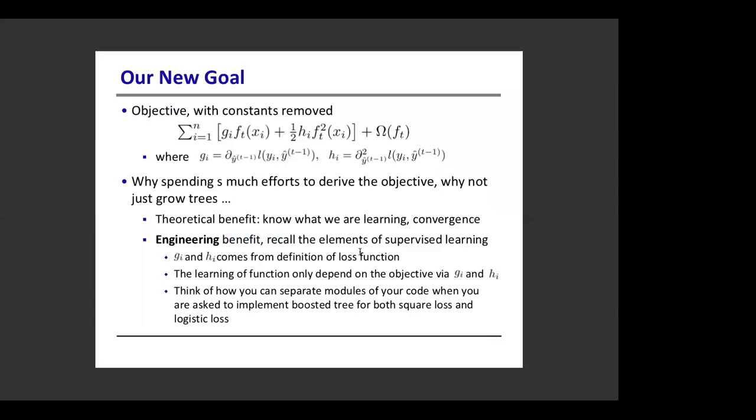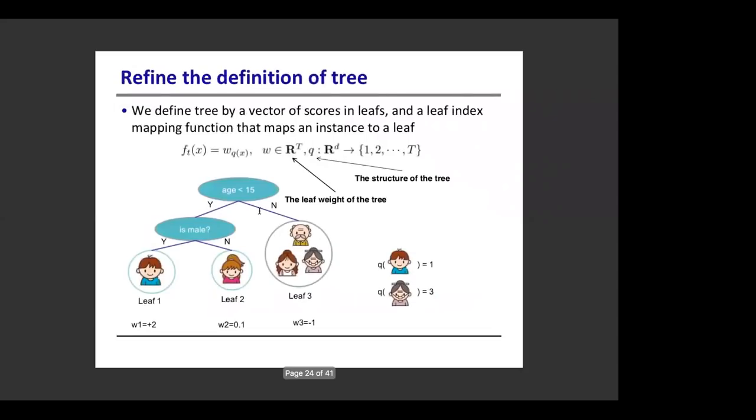So the engineering benefit: recall the elements of supervised learning. gi and hi come from the definition of the loss function. The learning of the function depends on the objective via gi and hi. Think of how you can separate the modules of your code when you are asked to implement boosted trees for both squared and logistic loss. Because tomorrow, if we don't want this loss function and want some other loss function, we could just replace the function and compute the deterministic derivative very easily. We have already discussed that part.